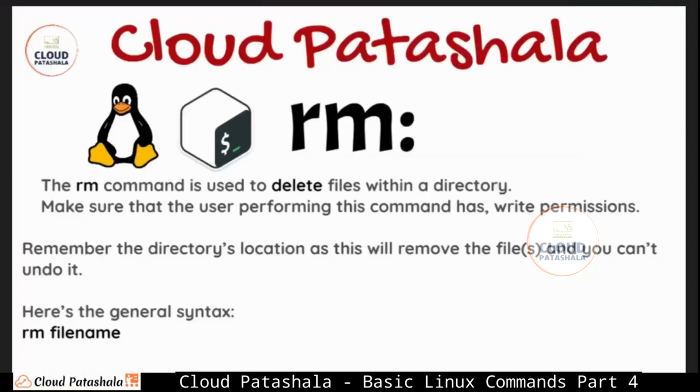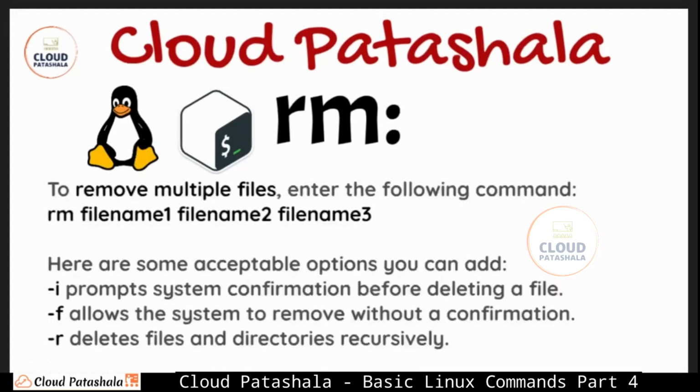The next command that we would be using is rm. This command is used to delete files within a directory. We have to make sure that when the user is performing this command, he has the right permissions on that directory. The location in which we are running this rm is very important because this would only remove files which are inside that particular directory. If we have to remove multiple files, we can definitely get rid of them by giving the multiple files in a single list.